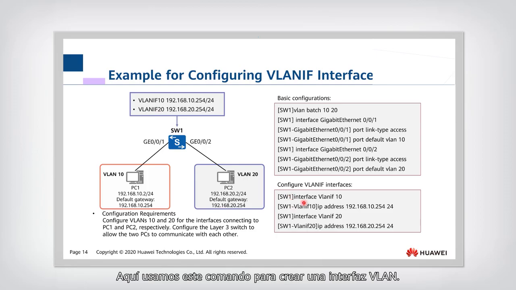So here we use this command to create a VLAN interface. We first create VLAN interface 10, and then we allocate the IP address to VLAN interface 10. The IP address is as this one. And then similarly, we create VLAN interface 20 and allocate the IP address. Okay, so that's all.